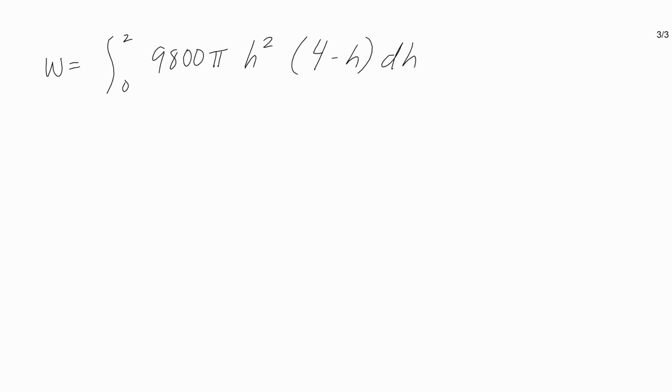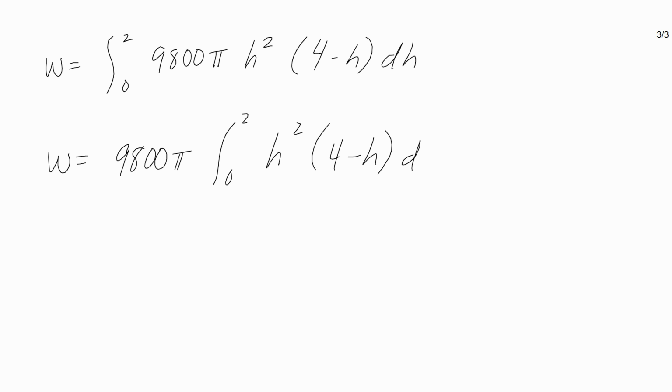Is that everything in there? Make sure I haven't left anything out. I'm going from memory. 9,800 pi, 0 to 2, h squared times 4 minus h dh. 9,800, and that's going to be 4h to the third over 3 minus h to the fourth over 4, evaluated at 0 and 2.